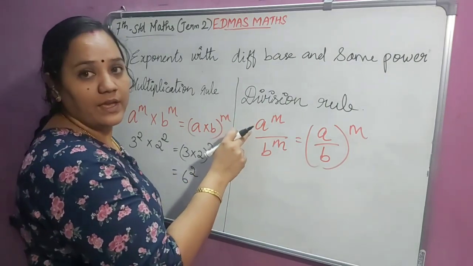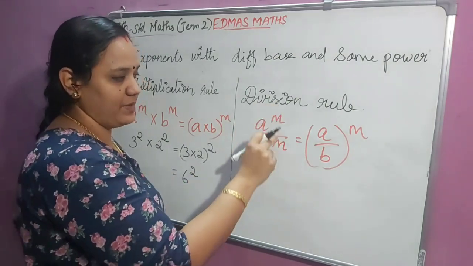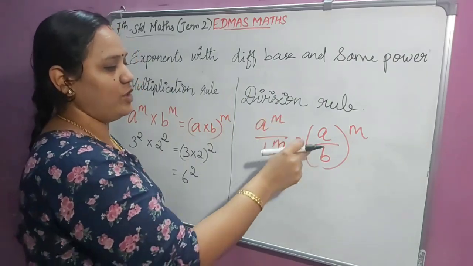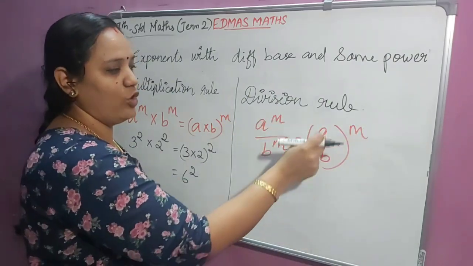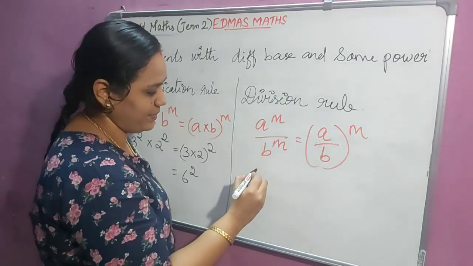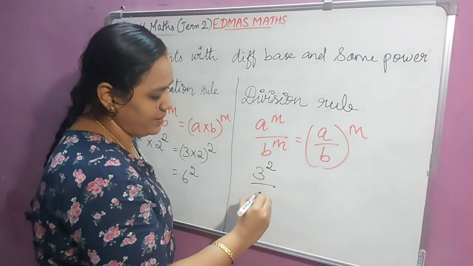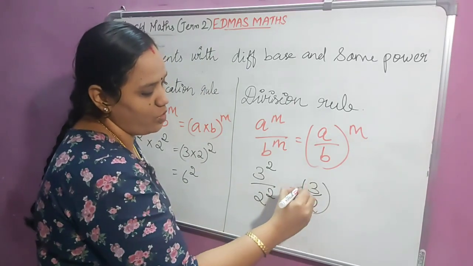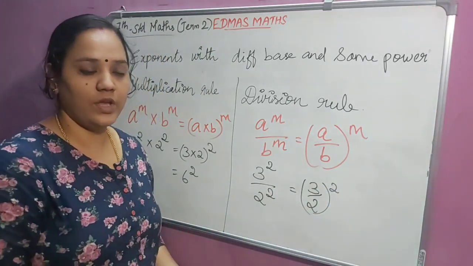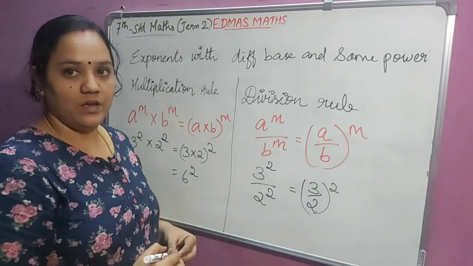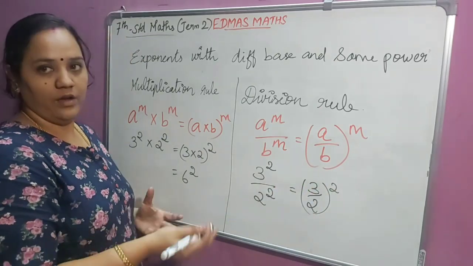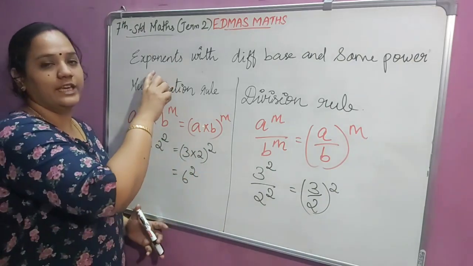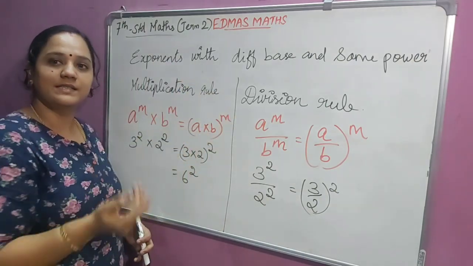See for example the division rule. If we have a power m divided by b power m, here the powers are same and the bases are different. So we can commonly write the power: a by b the whole power m. So for example 3 power 2 divided by 2 power 2 is equal to 3 by 2 the whole power 2. We can commonly write the power. So these are your rules. These are the 2 rules for exponents with different base and same power.